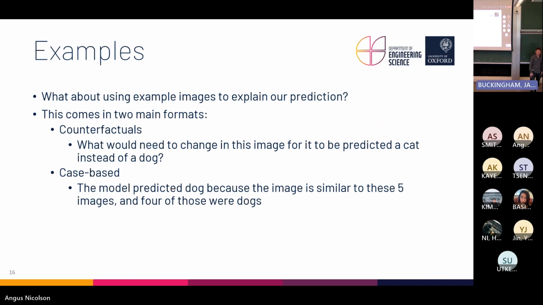Another thing we could do is use examples. So can we use example images as our explanation? You can imagine this in two different ways. You've got counterfactuals, where you think of another scenario: what do I need to change about this dog image to be predicted a cat instead? Oh, if you just made the ears a bit pointy, it would be a cat. Or case-based, where you could say, this is a dog because here are 5 images which it's similar to, and they're all dogs. So your explanation there is just the images that are similar to your test image.